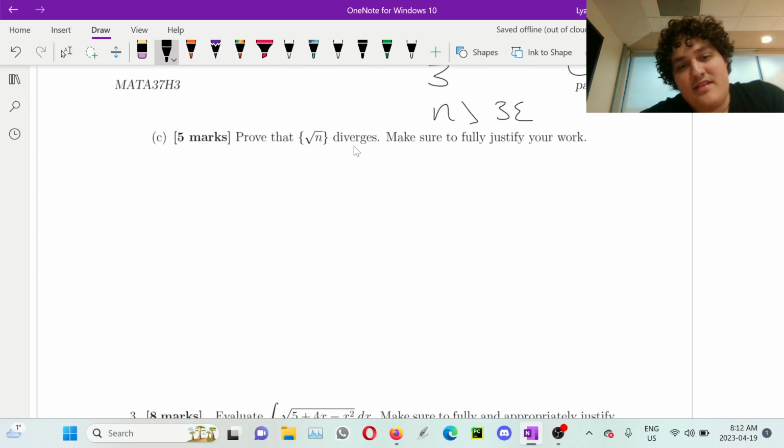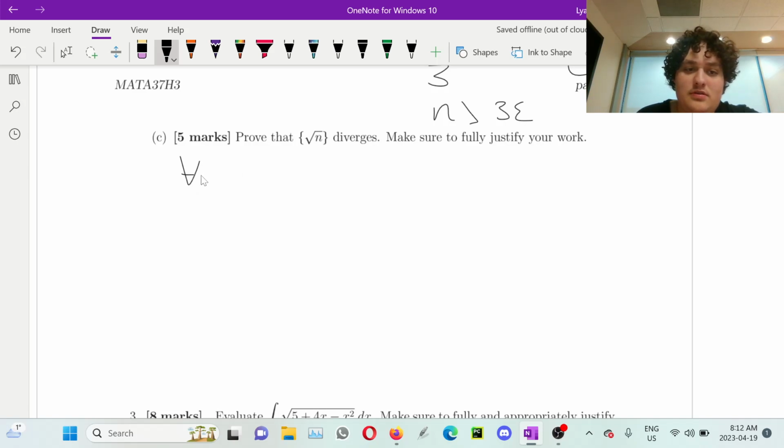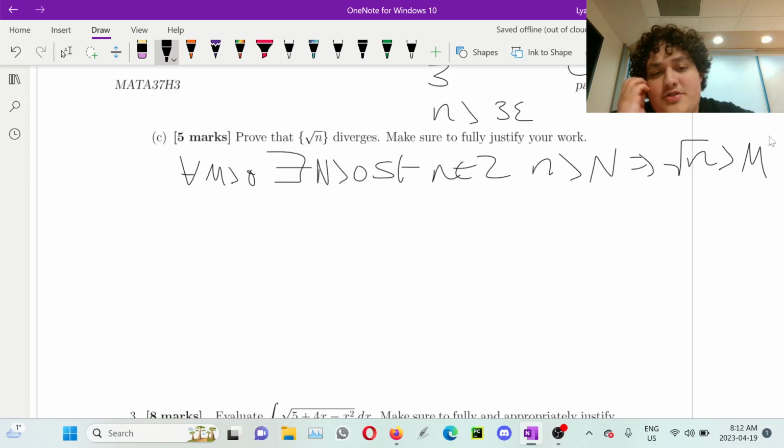Prove that that thing diverges. Okay. So I'll show that for all m greater than 0, there exists N greater than 0 such that any n greater than N implies square root n is greater than m. So basically, I'm going to show I can make this as big as I want, which means that it will approach infinity.